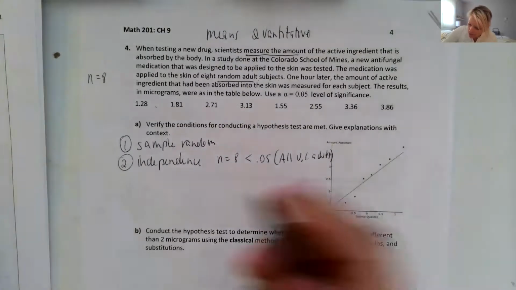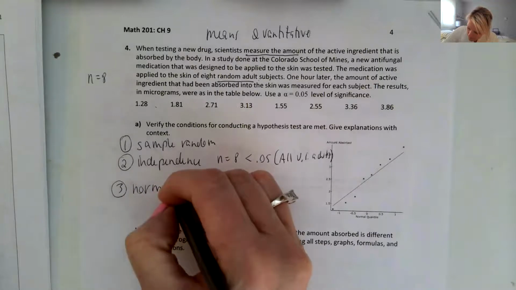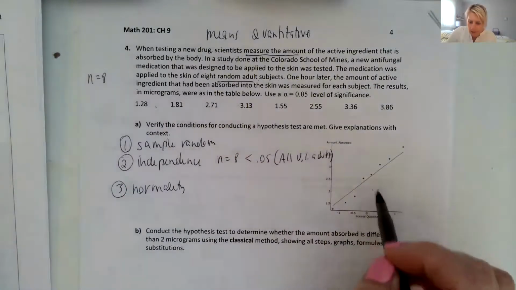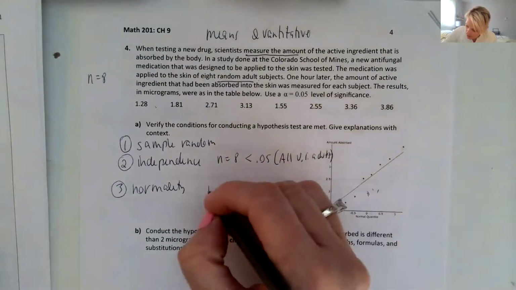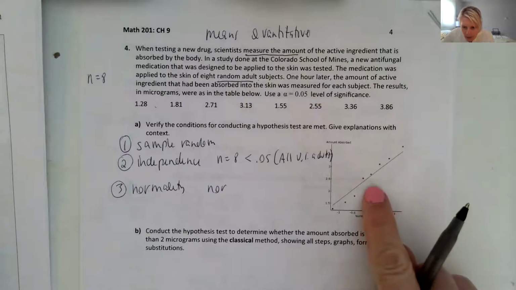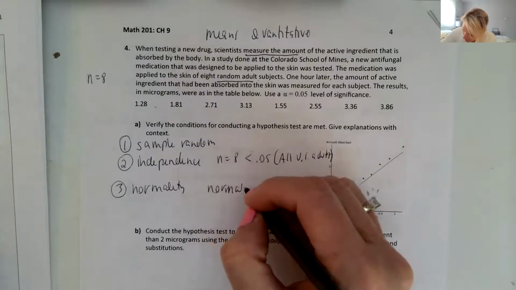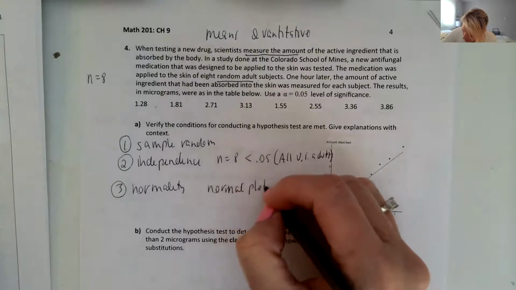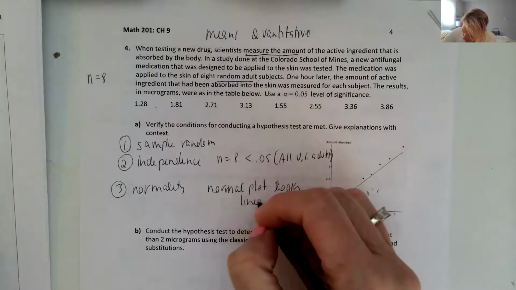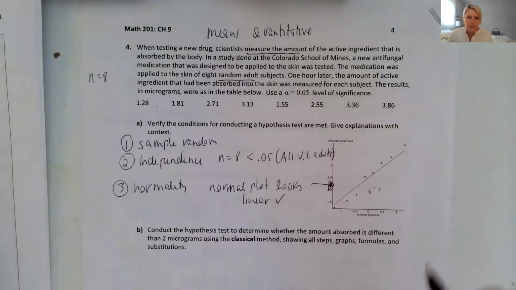Okay. And then the third thing is normality. Because we have a sample size that's less than 30, we have to use the normal plot. So the normal plot looks fairly linear. I made those 2 dots there on accident. So normal plot looks linear. So check, and this is our normal plot right here.